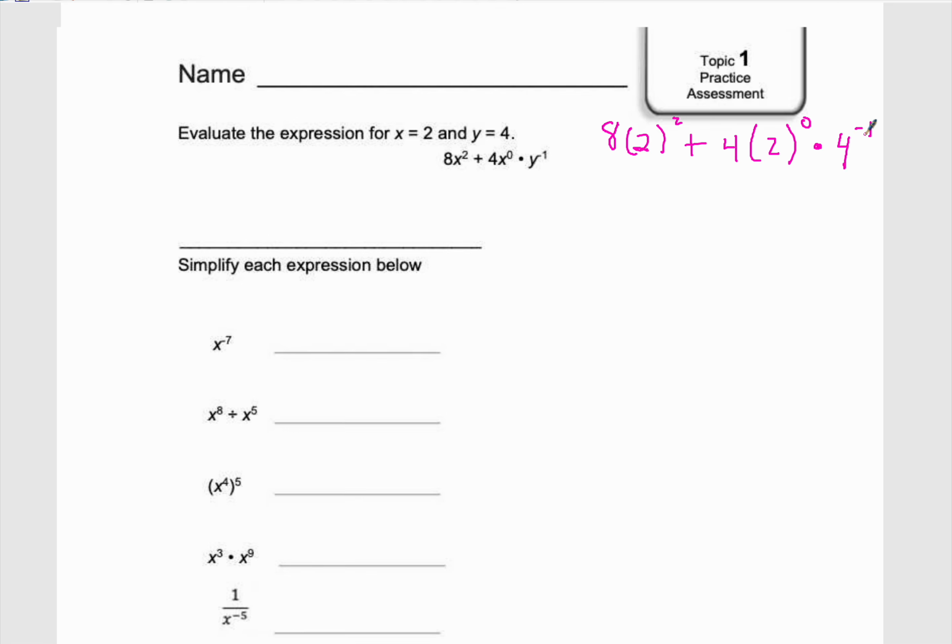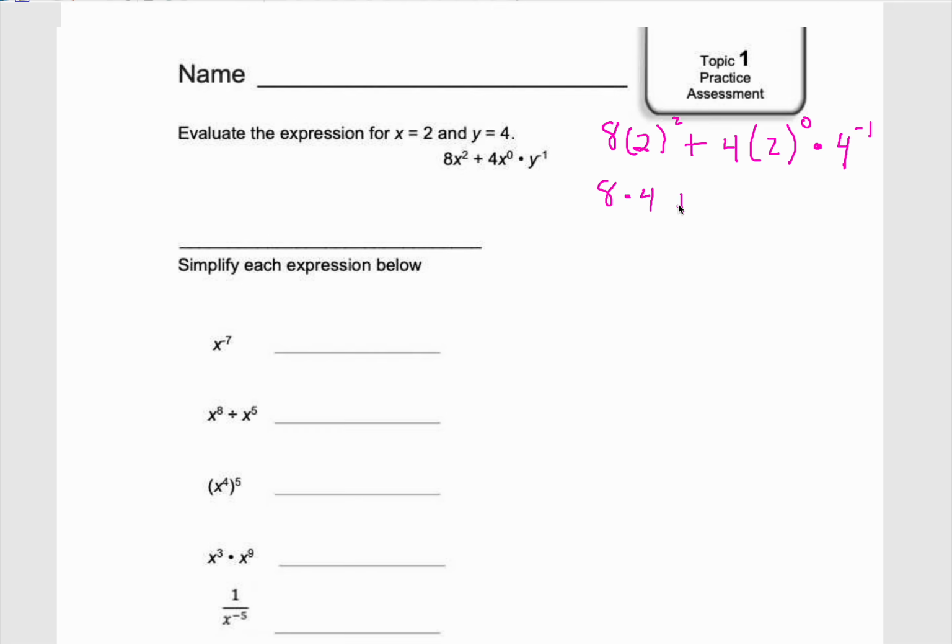So the first thing is order of operations. I have to do exponents before I do anything else, right? So before I do 8 times 2, what do I have to do first? I have to do 2 squared first. Exponents come first. So that's going to be 8 times 4. Everybody understand how I got that? Yes. 2 squared is 4. We have to do that first.